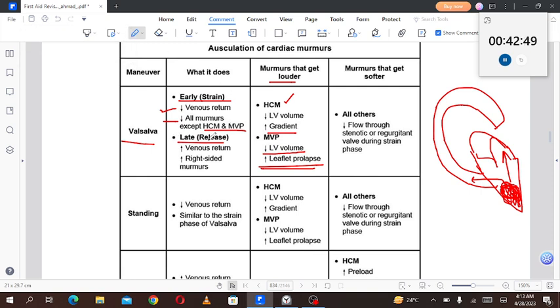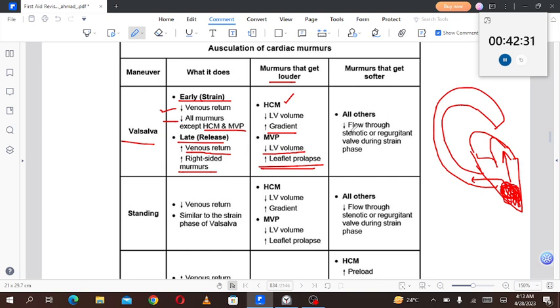Okay, so in the late phase of Valsalva, there is increased venous return, and all the right-sided murmurs will be exaggerated. What are the right-sided murmurs? Tricuspid stenosis and regurgitation, and pulmonary stenosis and regurgitation. These are the right-sided murmurs. They become exaggerated.